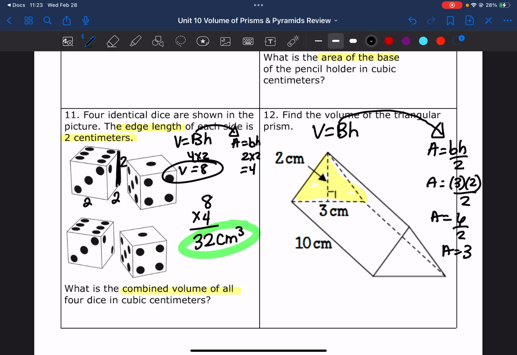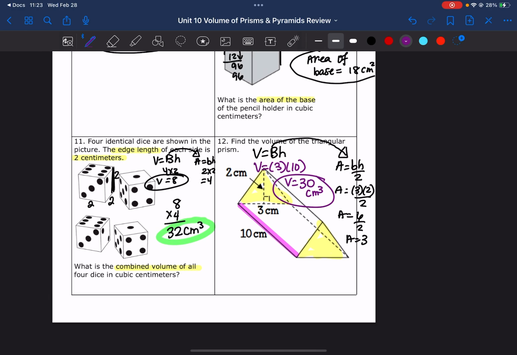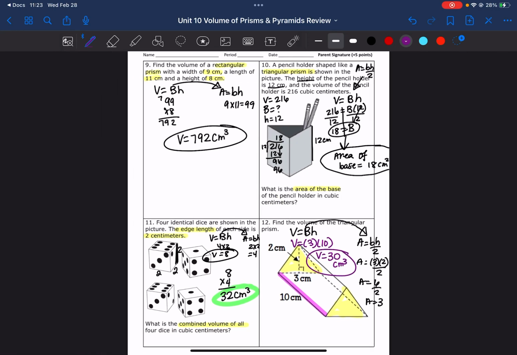So plugging it into the volume formula, 3 times the height of the prism. Remember, the height of the prism is going to be the edge that connects both of the bases together, okay? So that is 10. So 3 times 10 is equal to 30 centimeters cubed. This is your final answer, okay? All right, pause if you need to get all of that, and then go to the last page.